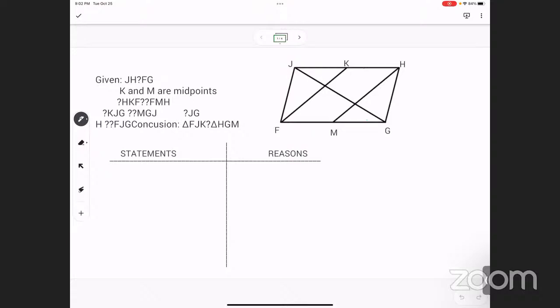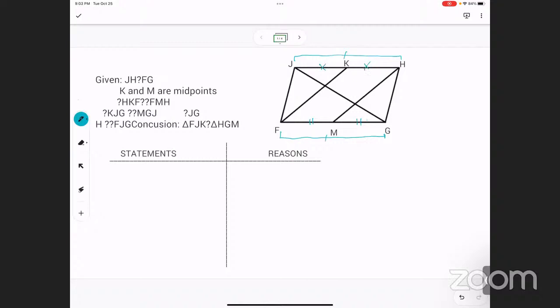So given JH, is it congruent? Is that what you mean? JH and FG? Yeah, it's congruent. Okay, JH and FG, so these two are congruent. That is congruent to that. K and M are midpoints. Okay, so that means that these are equal to these, and this is equal to this.